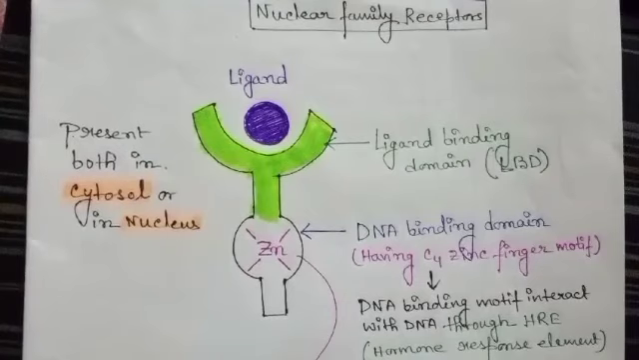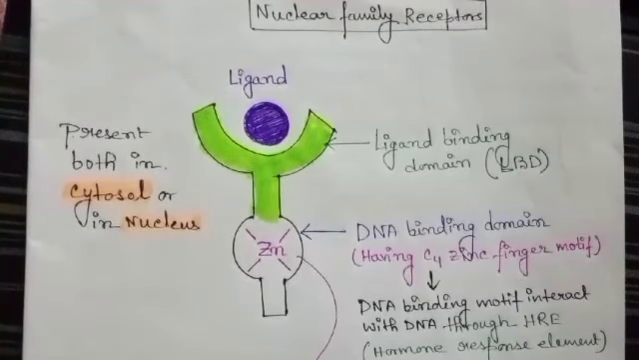Receptors are of various types, like GPCR, G protein coupled receptor, tyrosine kinase receptor, and ligand gated ion channel receptors, and among them nuclear family receptors are one. Nuclear family receptors accept non-polar signals, not polar signals, and they are present in both cytosol and nucleus. They act as transcription factors. Every nuclear family receptor acts as a transcription factor.